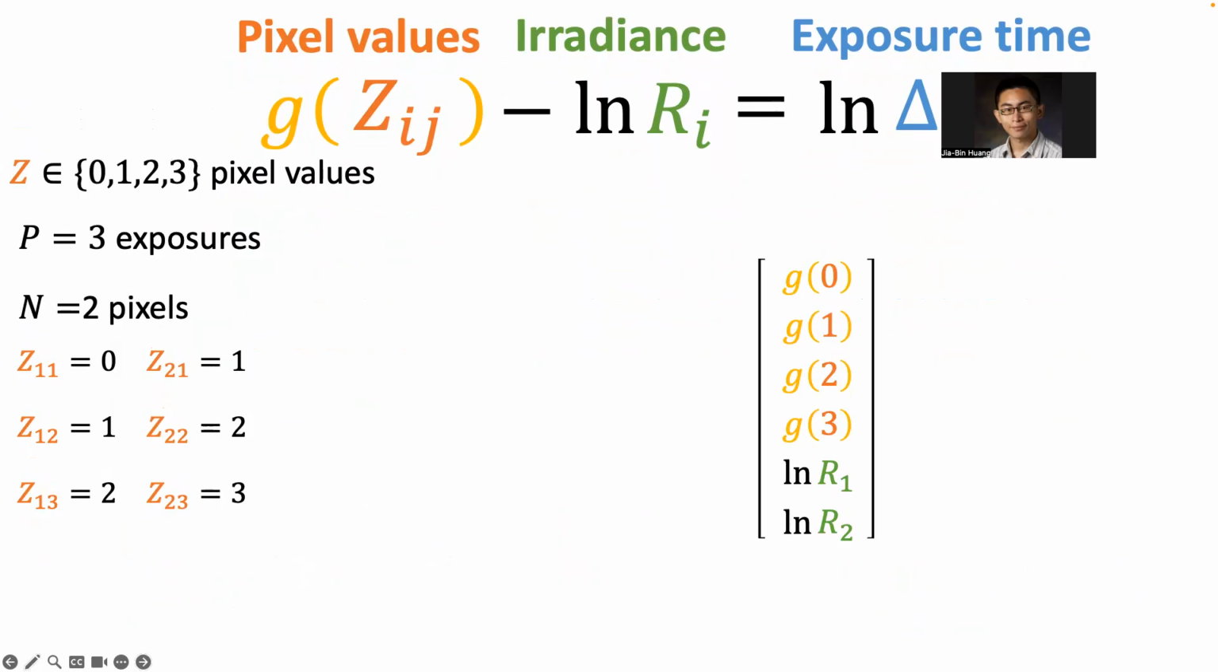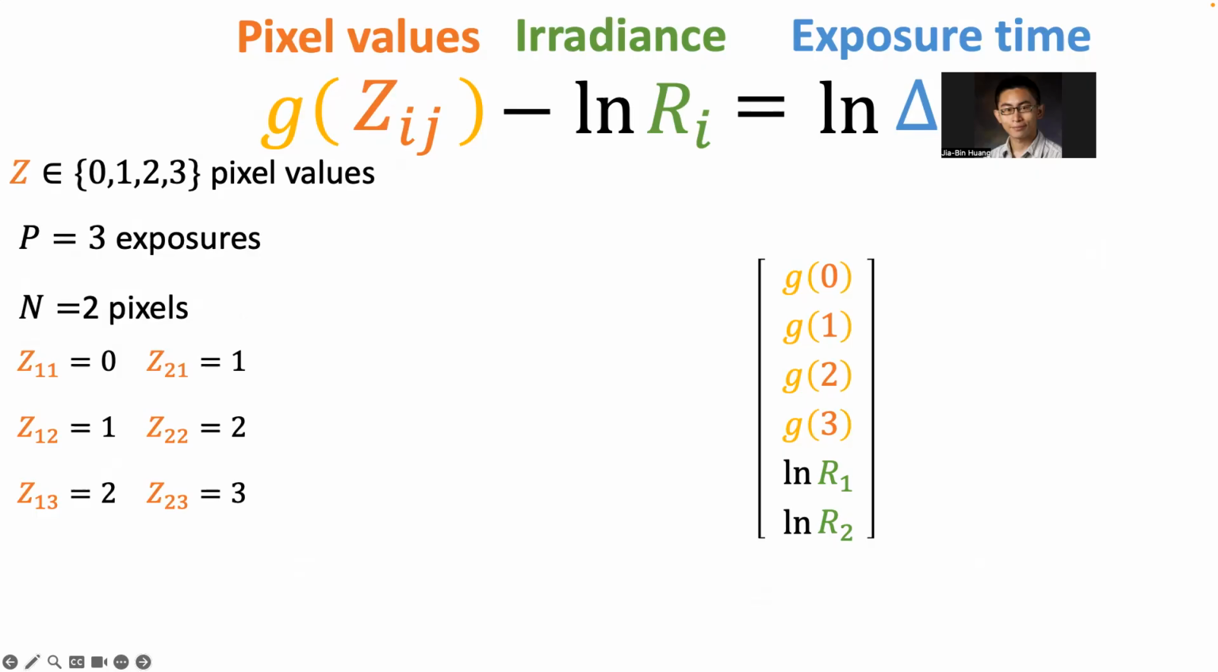Okay, these are the unknowns. I want to know what the function g is. Because I have 4 possible numbers, I have g0, g1, g2, g3. These are unknown numbers. And log R1, log R2 are unknown numbers as well. I want to figure out how the camera converts the radiance into pixel values, and I also want to know the dynamic range of these 2 pixels. This is R1, R2. So these are the unknown vectors.